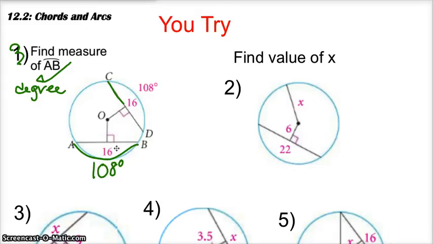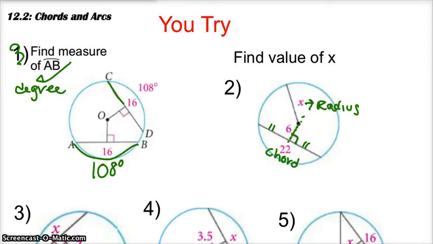All right, find the value of x. Let's see what we've got here. Well, x, this length, is the radius. 22 is the whole chord. And this happens to be a distance, but if you notice, it's going through the center and it's perpendicular. So that means that this part of the chord is 11 and that part of the chord is 11.